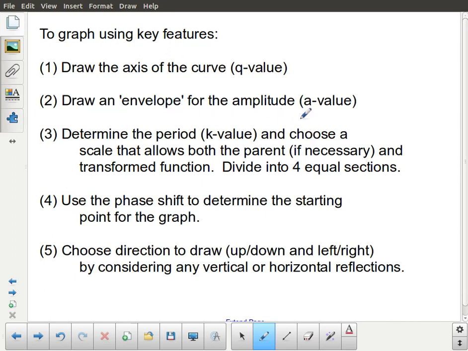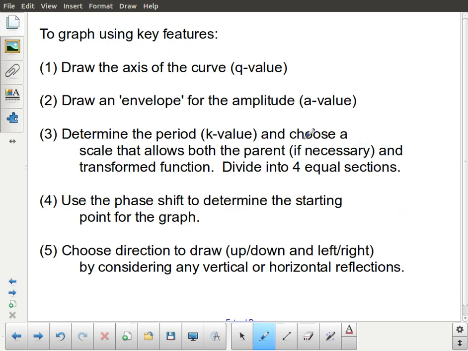We're going to map out what's the new highest value and what's the new lowest value, and we're going to put lines there. And that's our curve is going to bounce between those lines. Then we are going to take a look at the period. We're going to figure out what the period's going to be, and we're going to choose a scale that lets us represent both the parent function and the transformed function.